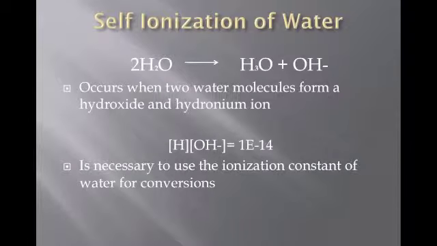Okay, so this is dealing with the self-ionization of water, and this is important when you're going in between the hydroxide concentration and the hydrogen concentration. And it occurs when two water molecules form a hydroxide ion and a hydronium ion. And the concentration of the hydronium and the hydroxide are equal because of the equal stoichiometric ratio. And a lot of times the hydronium can be used interchangeably with the hydrogen, so don't let that confuse you. So it is necessary to use the ionization constant of water for the conversions, and that's just 1 times 10 to the negative 14.